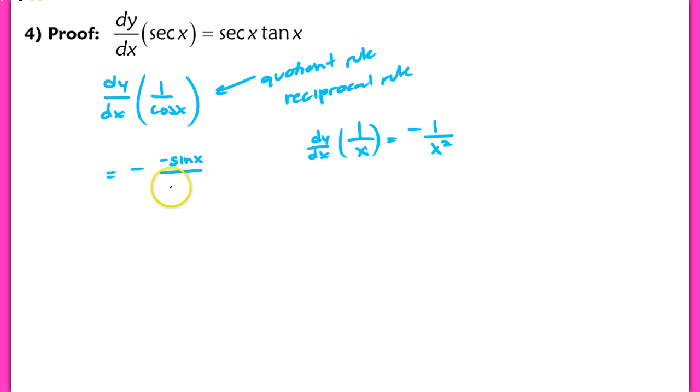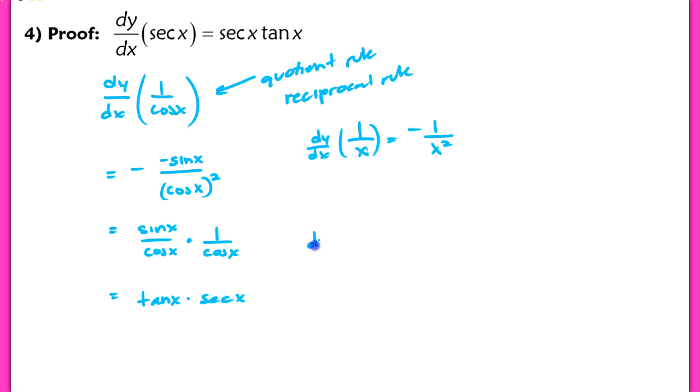And then in the denominator, we have cosine x squared. So just by simplifying and rewriting this, we now have positive sine of x over cosine x multiplied by 1 over the cosine of x. So this is still the same exact expression here. Now, as you can see, we just turn that into the tangent of x times the secant of x, which is what we were wanting to prove.